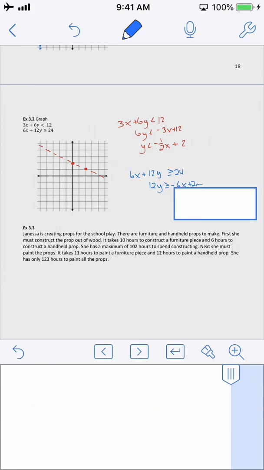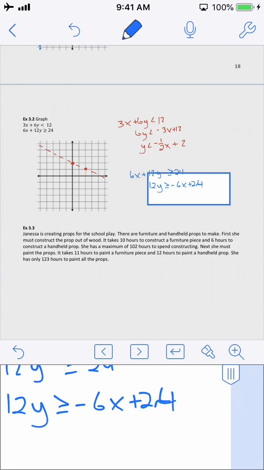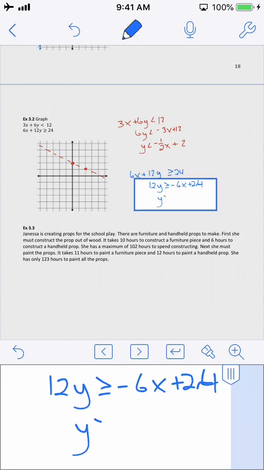Oops, pardon me, that was not a 4. Just move the 6x over, and then y is greater than or equal to negative, hey, that sounds familiar when I divide by 12 there. Negative 1/2 x plus 2. Look at that, that's the same stuff as the right side, right?